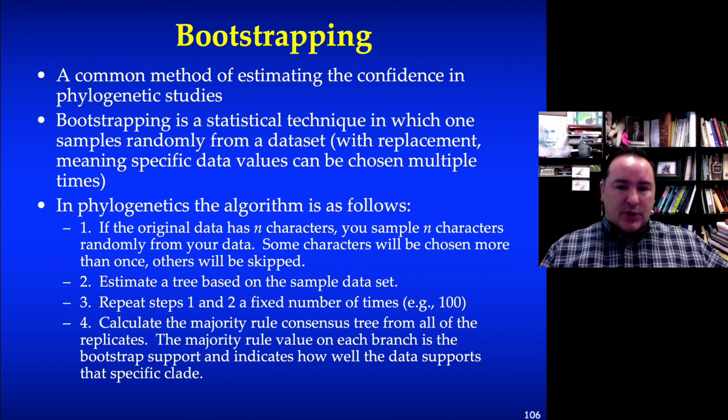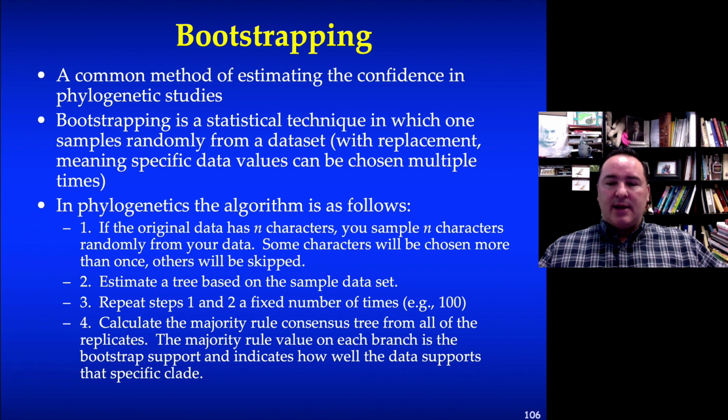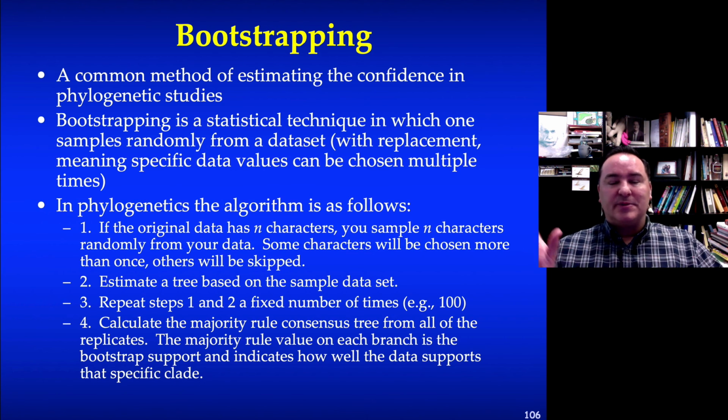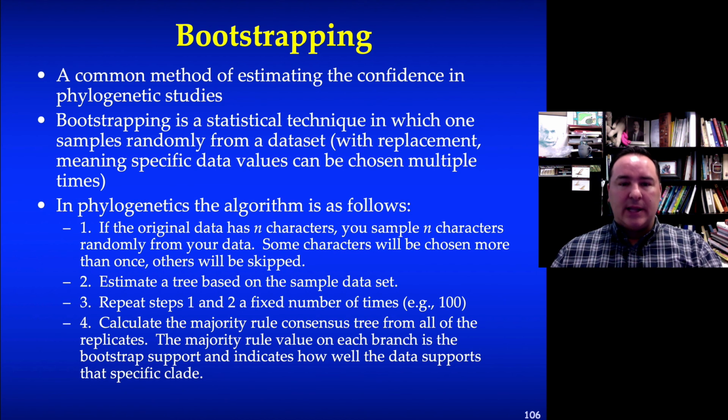Okay, so you do this. If the original data set has n characters, you sample those n characters randomly from your data with replacement. Some characters are going to be chosen more than once, and some are going to be skipped. You estimate a tree based on that sampled data set. You repeat that for the number of times that you're going to do your bootstrap analysis. I think the minimum in Mega is 50. And then you calculate the majority rule consensus from all of those replicates. The majority rule value on each branch becomes the bootstrap support value. And that indicates how well the data support each of those specific branches, each of those specific nodes or clades.